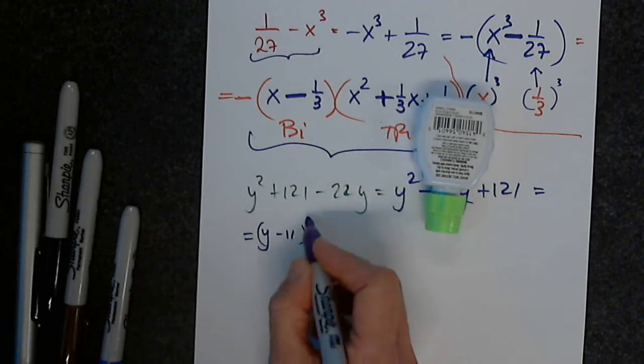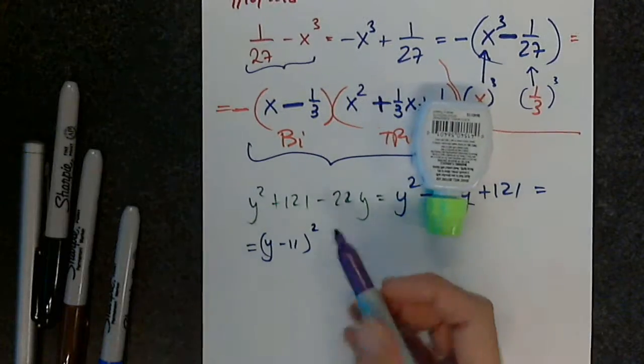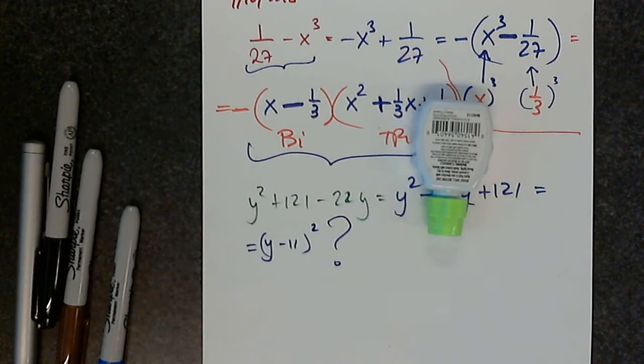So I am going to write (y minus 11) squared. But it comes with a big question mark. You don't have to write that, but I'm making a point. Why is that? Because I only looked at the first and the last terms. I haven't checked anything here. If this is negative 7y, it's not going to work. If this is negative 1100y, it's not going to work. If this is negative 1500y, it's not going to work.